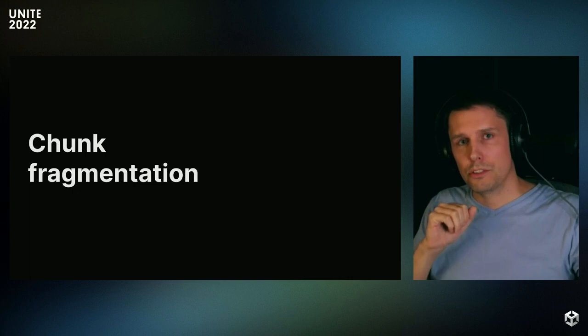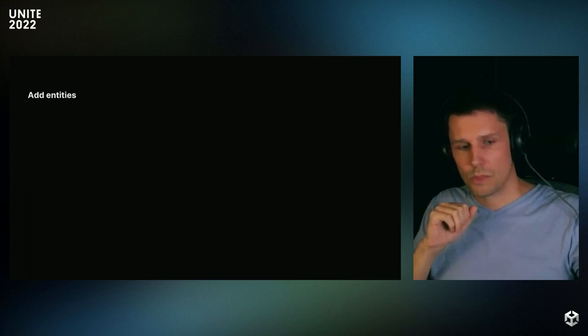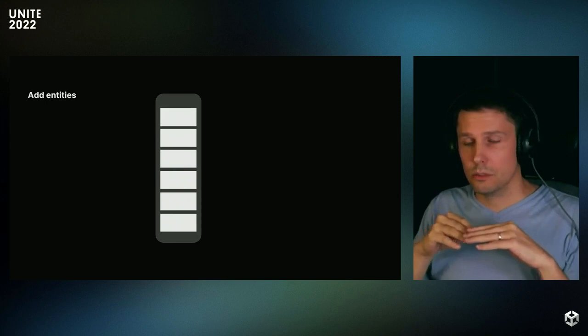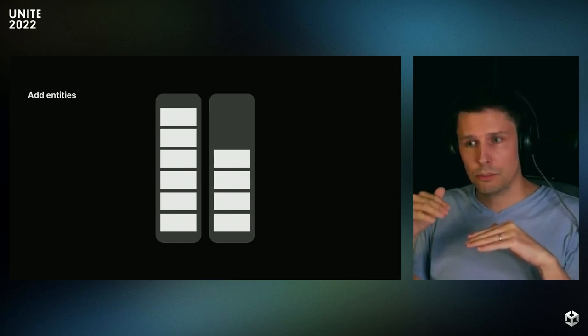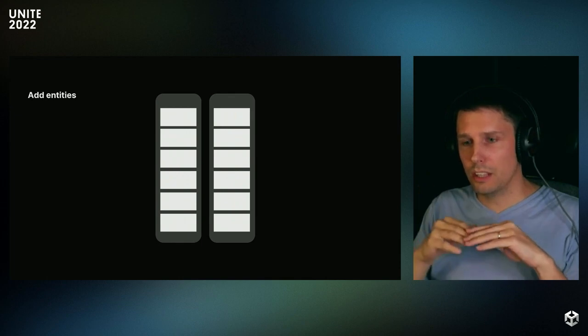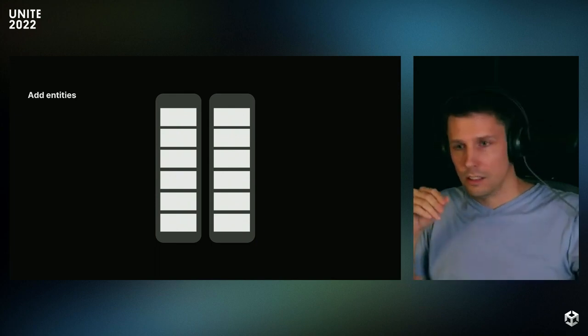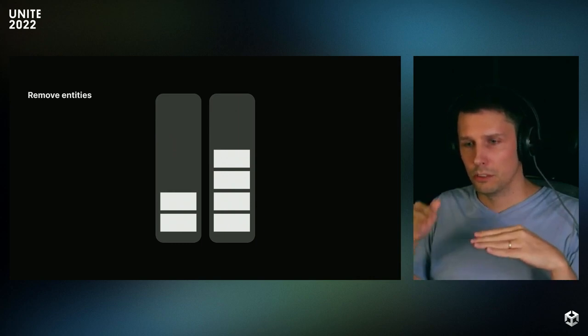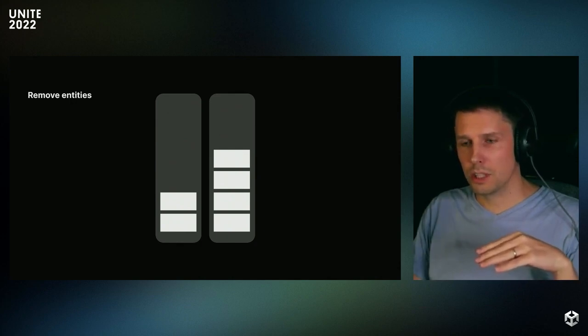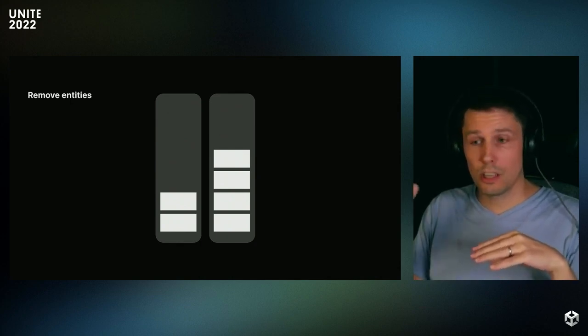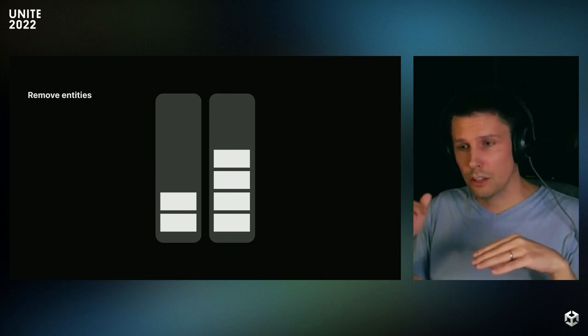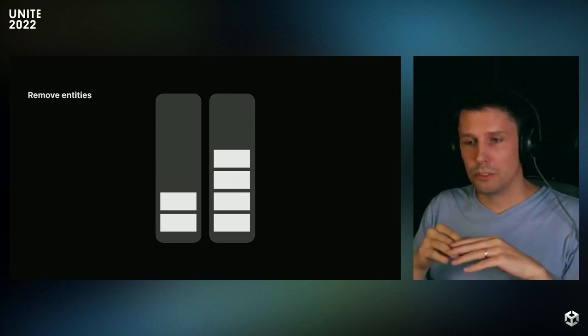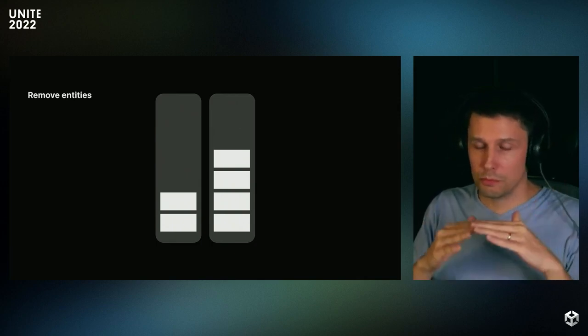So here's an example of chunk fragmentation happening. When we're adding entities to an archetype, we are filling a chunk, and when that's full, we're filling another chunk. So in this case, we have 2 chunks in this archetype with 6 entities in each. When we start to remove entities, we are removing entities from the chunk they belong to, so we can see they are starting to get partially full. And imagine an archetype that has 100 of these chunks over time, and they all look like this. It would be much better, of course, to have fewer chunks that are full.